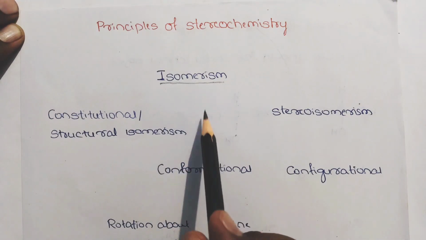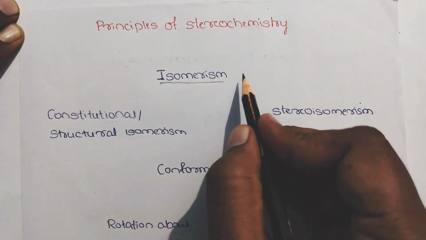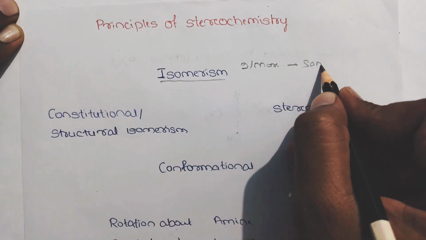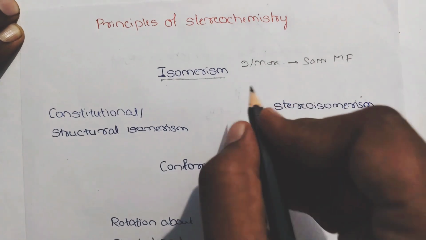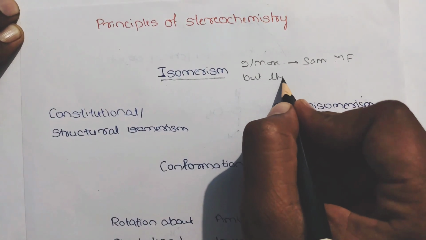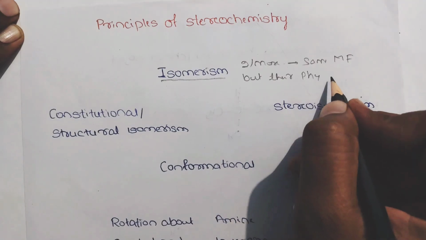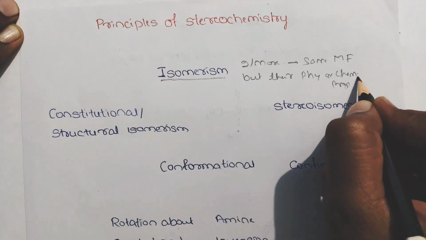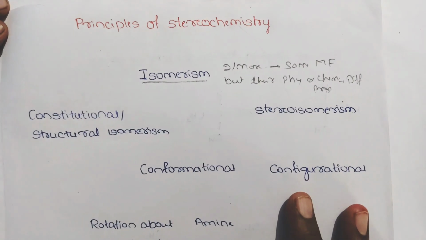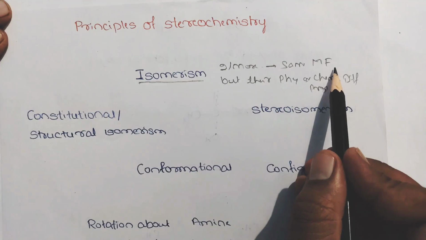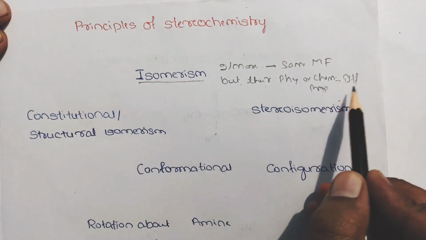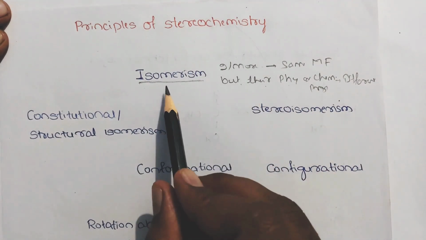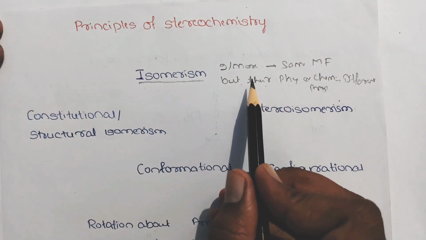Isomerism is when two or more molecules have the same molecular formula but their physical or chemical properties are different. When two or more molecules have the same molecular formula but their physical and chemical properties are different, these molecules are called isomers, and the phenomenon is called isomerism.